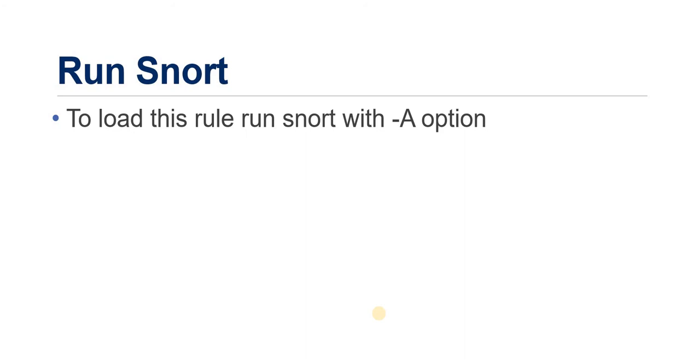Last time we ran Snort with the -T option. What is this -T option? It means you are testing whether your Snort is configured successfully or not. And this -A option is for displaying the output in console mode.